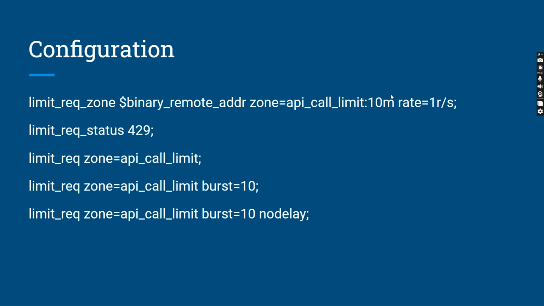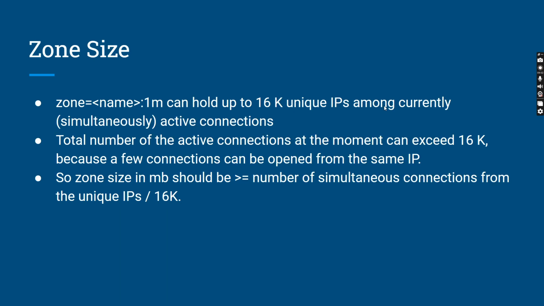While defining the zone we can define the zone size. How to define the zone size? It's defined in MB. 1 MB can hold up to 16,000 unique IPs, that is, concurrent requests from unique IPs. So let's say your API is handling 16,000 requests per second. Then you can define a zone of size 1 MB.